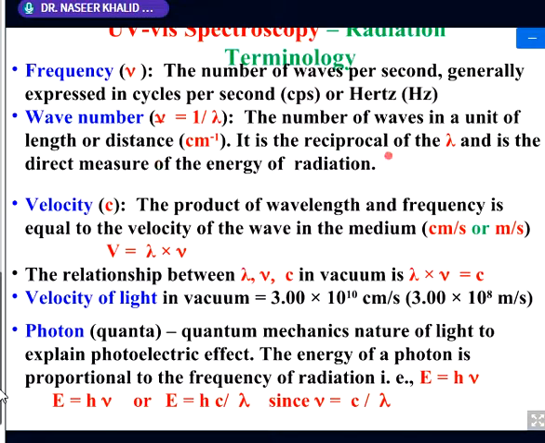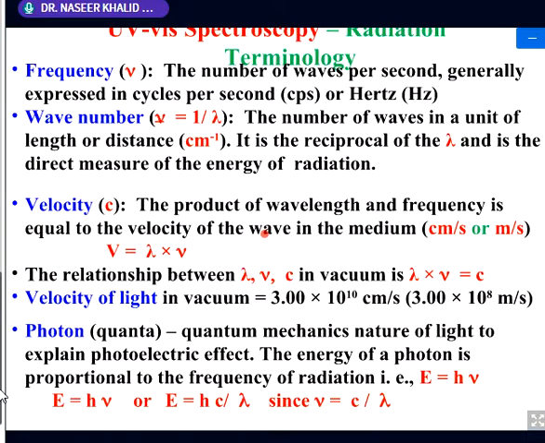It is the reciprocal of lambda, and it is a direct measure of energy. So greater the wave number, greater will be the energy. Lesser the wave number, lesser will be the energy. It means that 100 centimeter inverse is lower in energy as compared to 300 centimeter inverse.